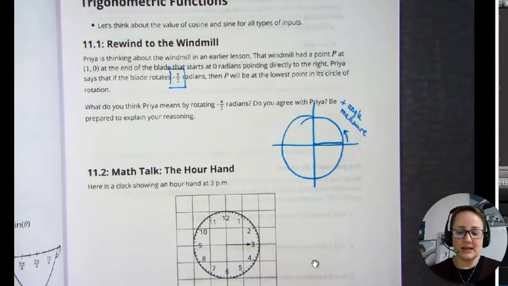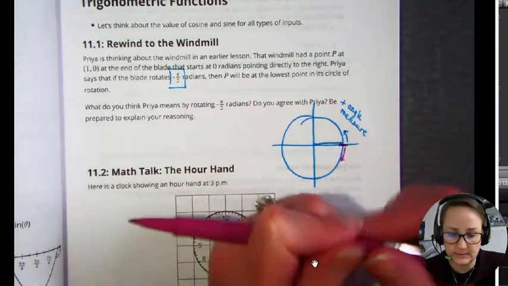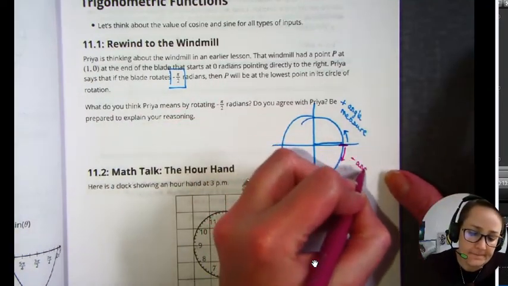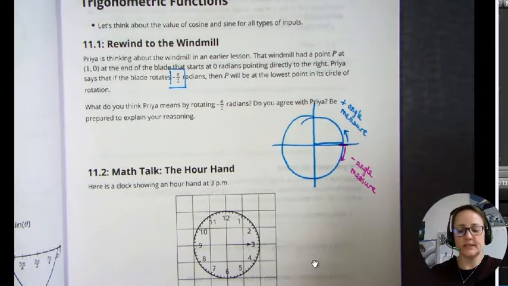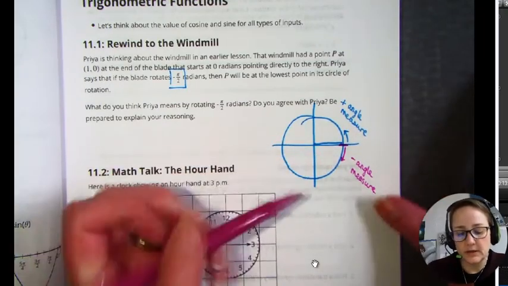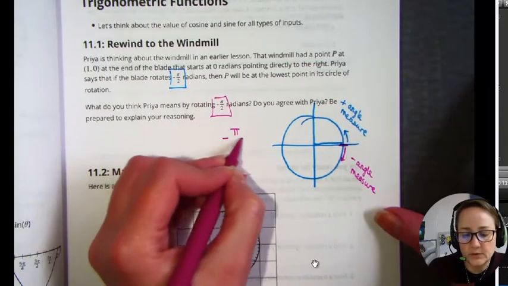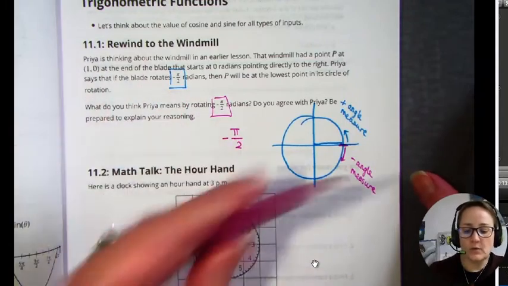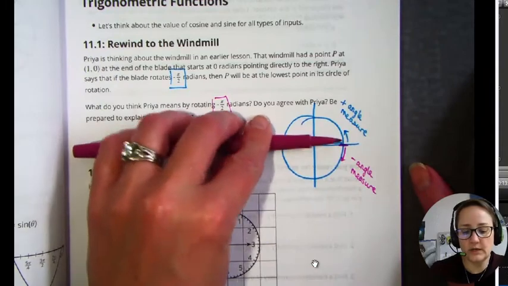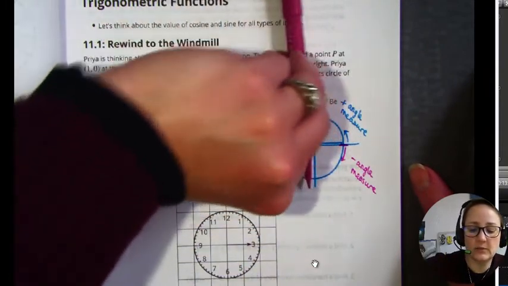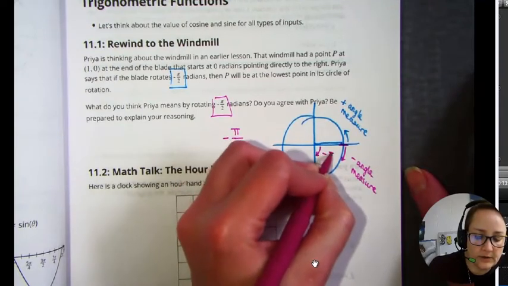If instead we have a negative angle measure, it means we're going to start right here and we're going to go clockwise. That's all that it means. So if I go, say, negative, I'll use this one here, pi over 2 radians. Well, pi over 2 positive means I'm going up to this point. Pi over 2 negative means I'm just moving in a clockwise direction. So this angle would be a negative pi over 2.